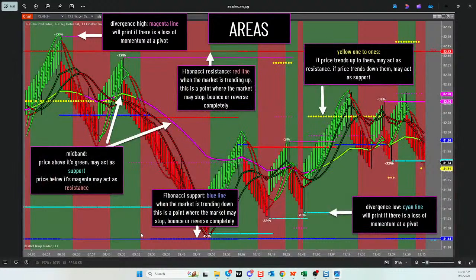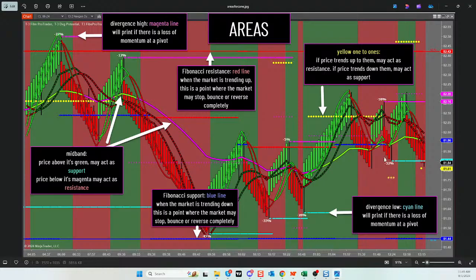Those are yellow 1-to-1s. And if price trends up to them, they may act as resistance. And if price trends down, they may act as support. These are 100% Fibonacci projections. The market will make swings, and this will show you where a 100% move would be. And institutional traders use them, so they show up on your chart.